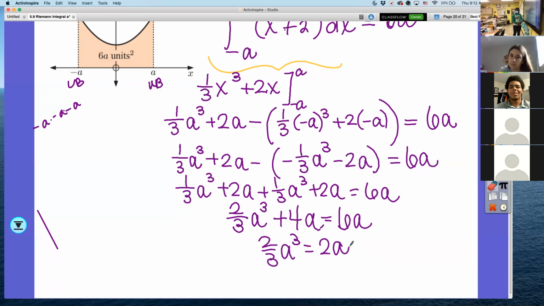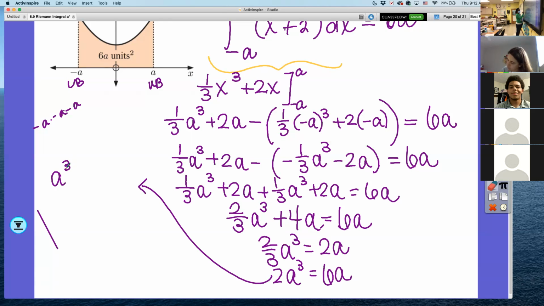I like fractions, but I know y'all don't. So how do I get rid of this fraction? Multiply both sides by 3. So this turns into 2a cubed equals 6a. Then divide by 2. 3a. Sorry, I had a brain fart. And then find the cube root of both sides. But I got an a over here on the right side.